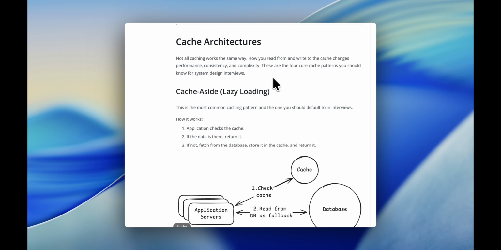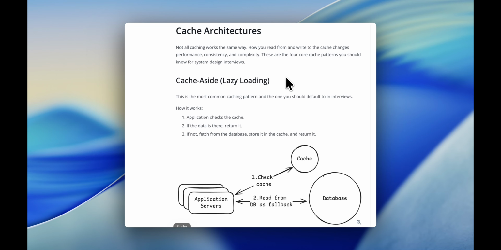Hello everyone. So in the last video we discussed the basics of how caching is used in system design, and today we will be discussing the four major cache patterns which you should know while you are preparing for your system design interviews. So the first one is cache aside, which is called lazy loading.